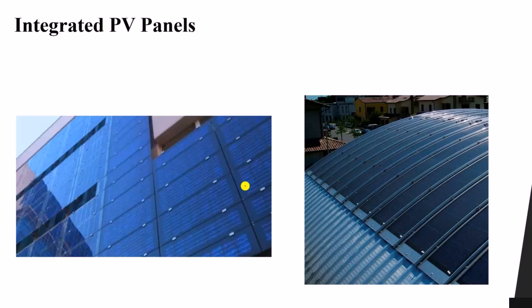Another type of mounting system is the integrated PV panels. The PV panels are integrated into the building itself. As you can see, it is integrated on the roof, inside the glass itself, and here it is integrated on the face of the building, also on the glass of the building. If you remember, we said that there is a type of PV panels that is used in this type of installation.